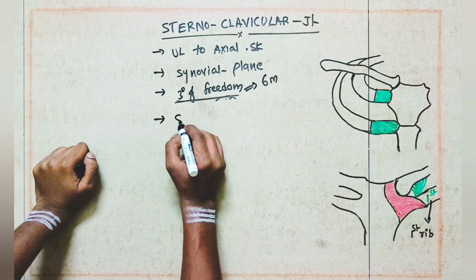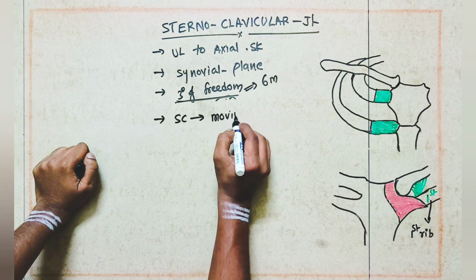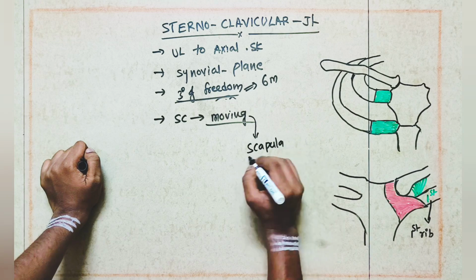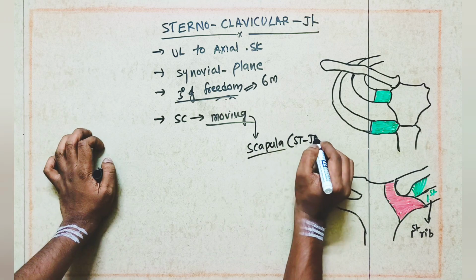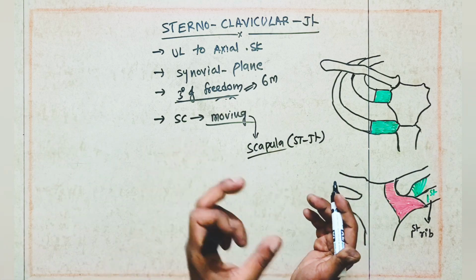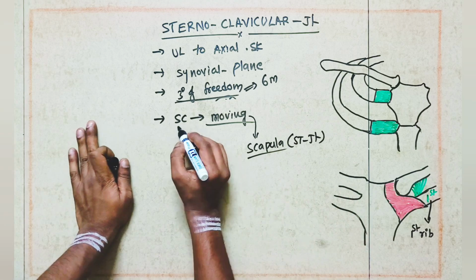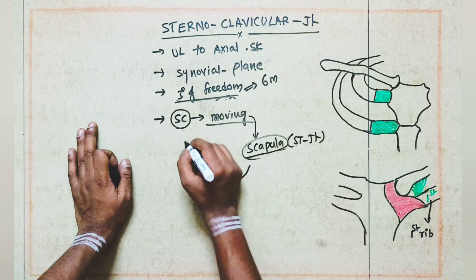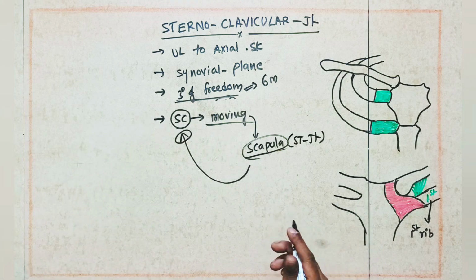Suppose the sternoclavicular joint is moving. Automatically it is going to move the scapula, that means the scapulothoracic joint, because we know the connection. The scapula connects to the acromioclavicular joint and the sternoclavicular joint. So sternoclavicular joint movements create movement at the scapula. At the same time, scapula movements create movements at the sternoclavicular joint.